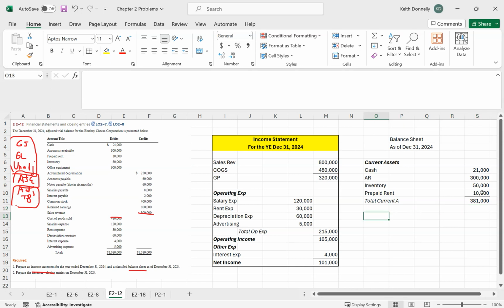Then we're going to start tackling our non-current assets. So we'll have our property and equipment, specifically our office equipment, and we have to back out our accumulated depreciation. That'll get us our net book value. Let me show you what's going on here. We put the 600,000 for that, but then we have to back out the accumulated depreciation on that fixed asset.